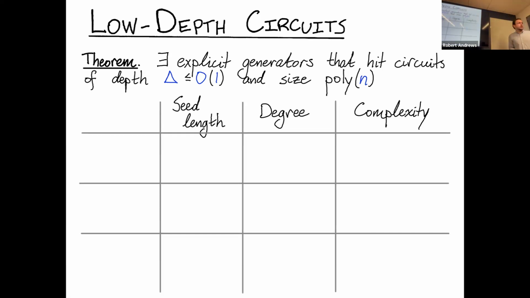So there are 3 generators. I'm going to tell you their parameters. And we're going to compare how they differ in terms of seed length, their degree, and then the complexity of actually evaluating an output of the generator.